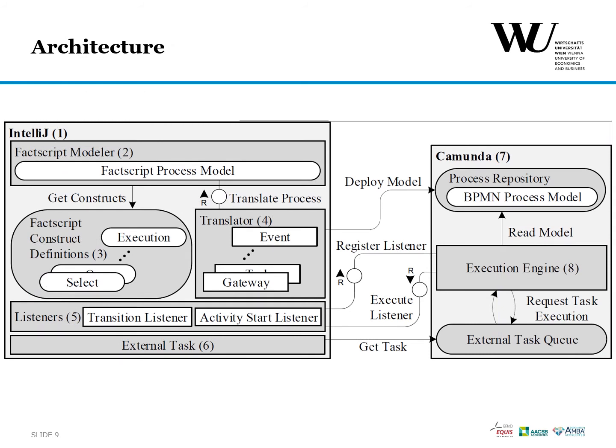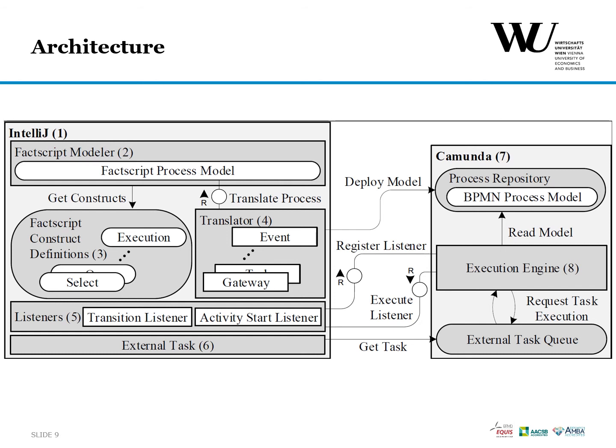FactScript is implemented as a domain-specific language based on Kotlin. Here we briefly discuss the architecture of FactScript. It consists of two high-level entities, the first one being IntelliJ IDEA. It has the FactScript modeler, which uses the IntelliJ's standard text editor and FactScript construct definitions to provide code auto-completion, spell checking, and syntax highlighting. It also provides the translator, which transforms the process definition in FactScript into a model suitable for the execution engine.